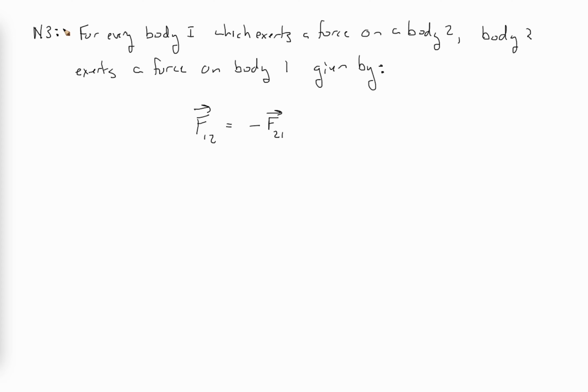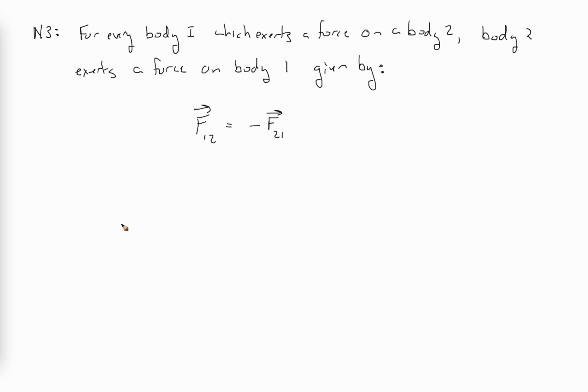Last little piece here is Newton 3. For every body 1 which exerts a force on body 2, body 2 exerts a force on body 1 given by this vector equation. Now, this is the equal and opposite reaction law. For every action, there's an equal and opposite reaction.